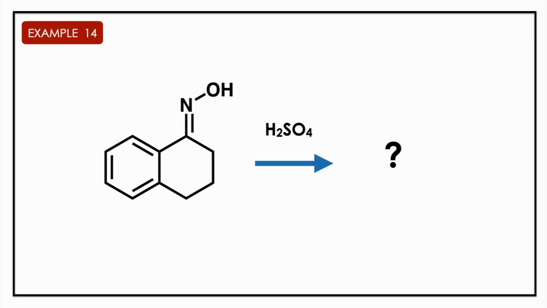Then the next example, you have benzene attached with cyclohexane. It has hydroxylamine. You are using sulfuric acid. You should find what will be the final product.